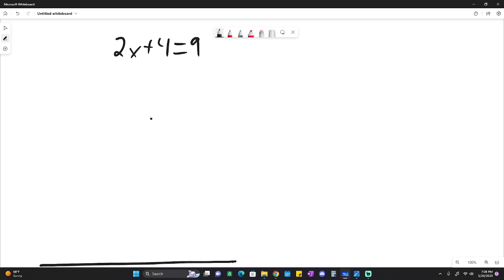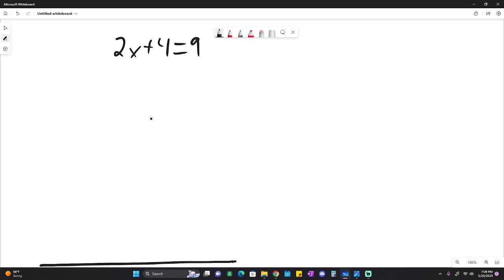2x plus 4 equals 9, and we are solving for x. To start off, we need to get all of our integers or non-variable numbers on one side and our variable numbers on the other. Now we have this plus 4 and this 9 over here. The 2x is already over here, so there's no point in moving the 2x over here and then moving the 9 back here. Instead, we're just going to move this 4 over to this side.